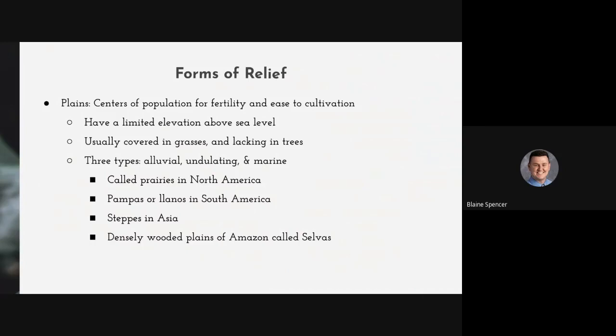All right, so plains. Plains are considered the centers of population for fertile and easy cultivation. What the heck does that mean, Mr. Spencer? Well, can someone tell me? That's right. Fertility and easy cultivation is talking about crops.